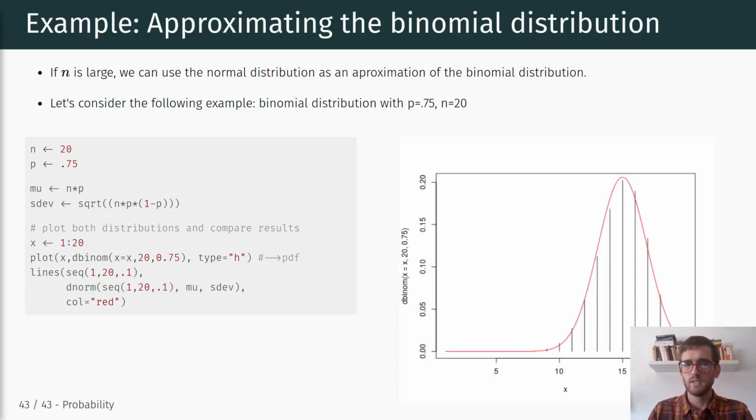And if we do that, we see that the normal distribution can be used as an approximation of this binomial distribution. The red line here is the normal distribution, and the black bars are the actual probability mass function for the binomial distribution. And we see that these are actually quite close to each other. As we increase n, as we increase the number of trials in this binomial distribution, this becomes closer and closer to the actual normal distribution.